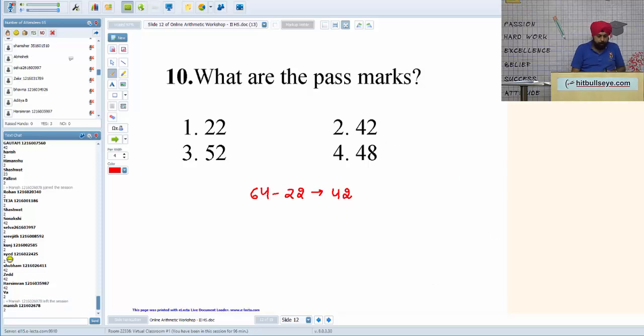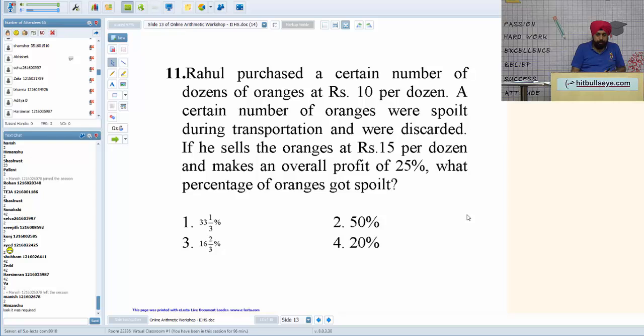Let's move on to the next question. Yeah, Himanshu is saying, see, it was definitely required. That's great, Himanshu. Now this question, students, a good question. You can call it ratio or mixture.